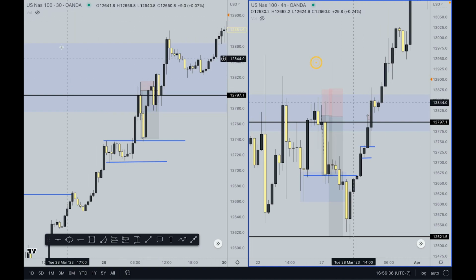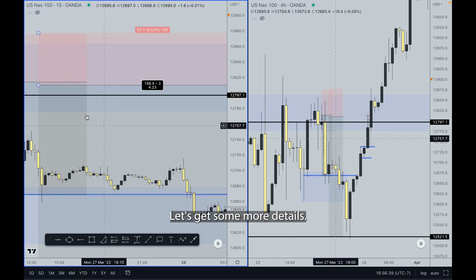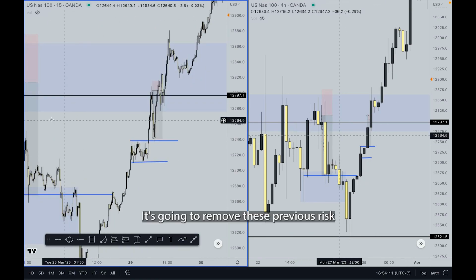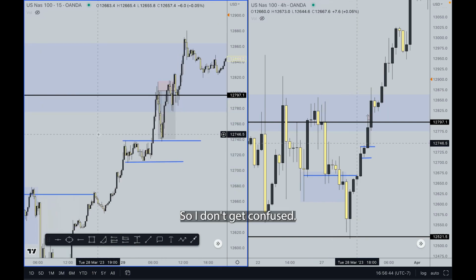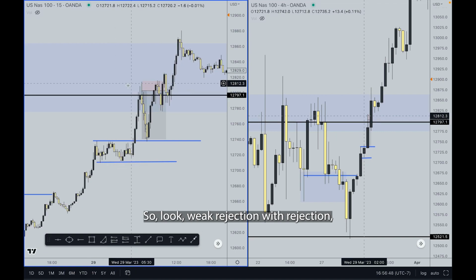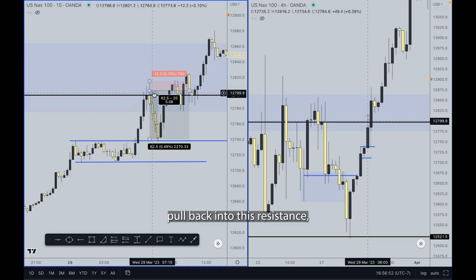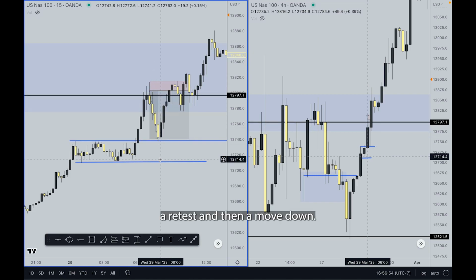Okay? So, 15-minute. Let's get some more details. I'm going to remove these previous risk reward tools so I don't get confused and so you don't get confused either. So look, wick rejection, pull back into this resistance, a retest, and then a move down.